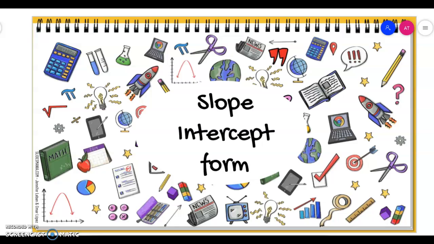Today's video we're going to review what the slope-intercept form is, as well as putting equations into slope-intercept form. So let's get started.